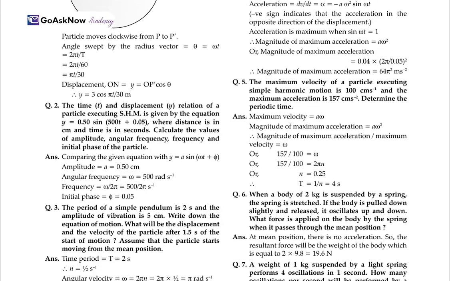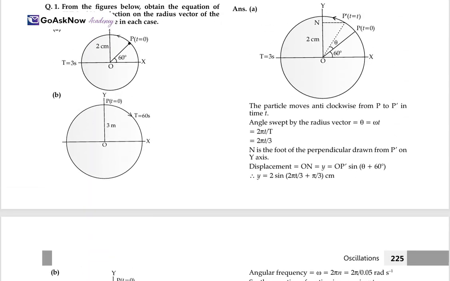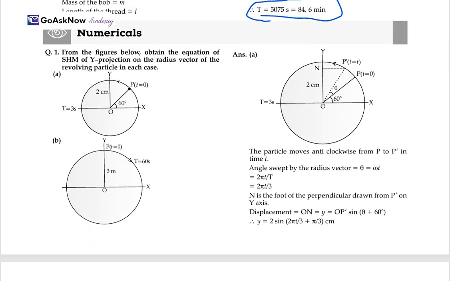Now, let's go ahead with a few numericals. Firstly, from the figure below, obtain the equation of the SHM via projection on the radius of the vector revolving particle in each case. Two cases have been given. Let's solve the first one.